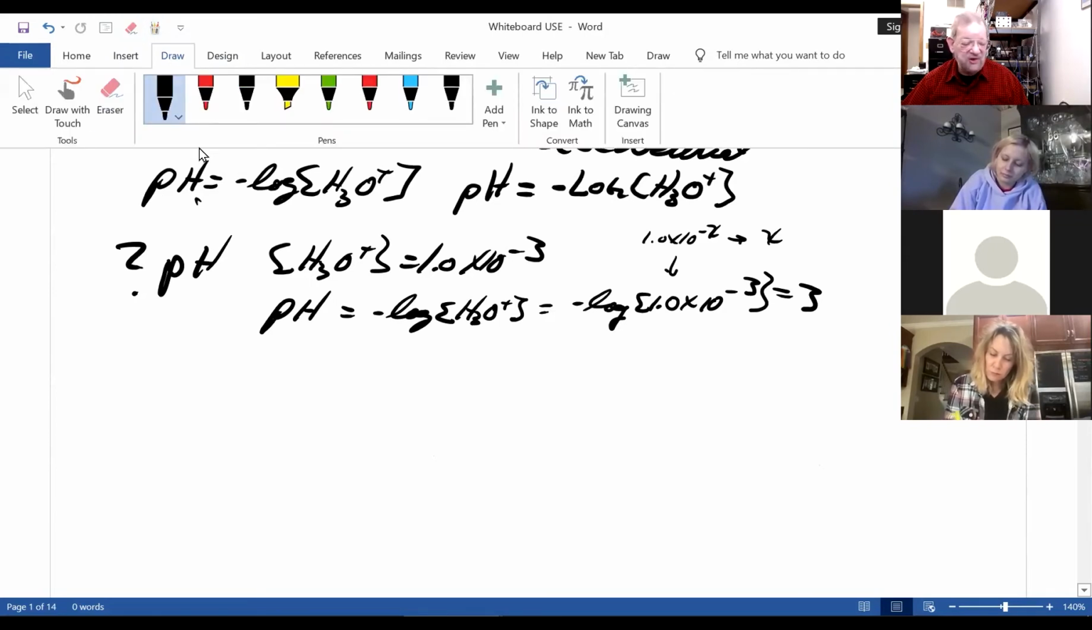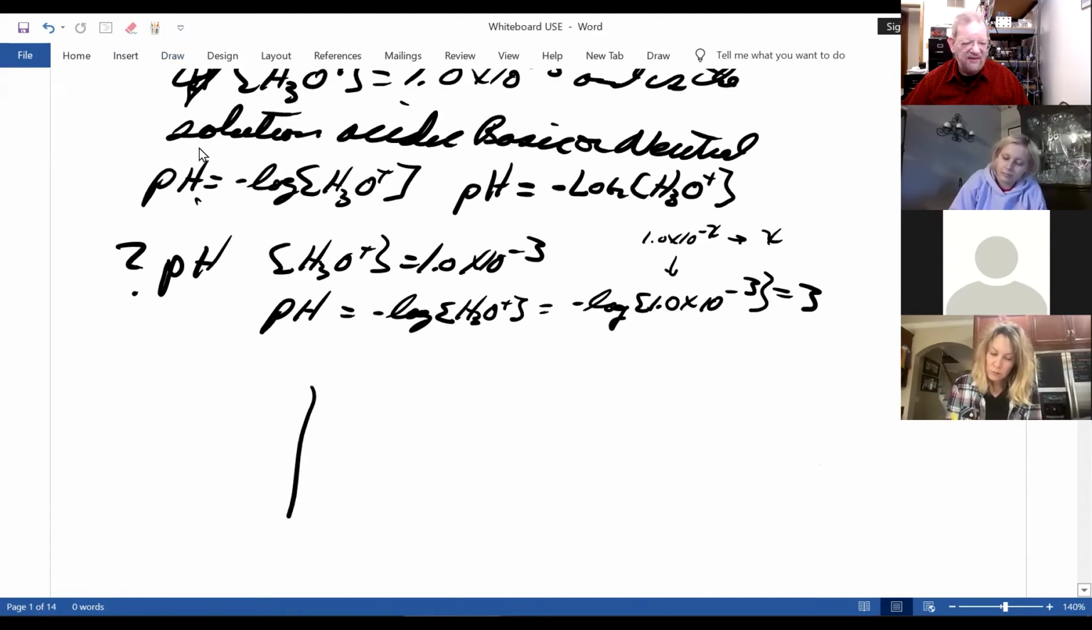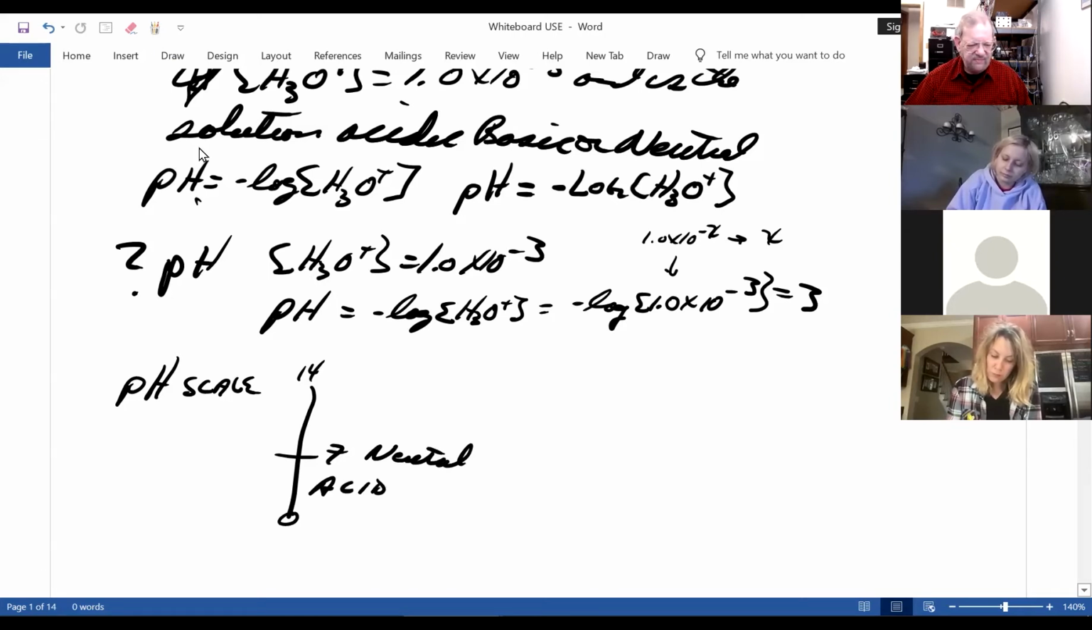Now, this is something you have to learn, and I think it's something important for the rest of your life, and that's the pH scale. The pH scale goes from 0 to 14. 7 is neutral pH. Below 7 is acidic. And above 7 is basic.